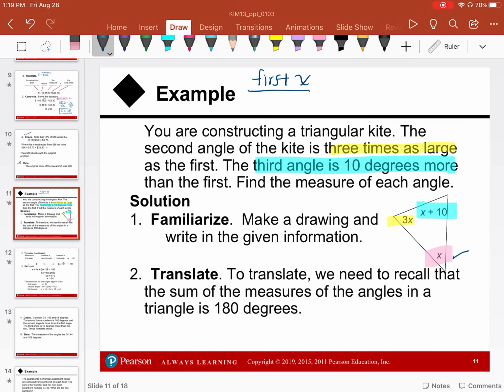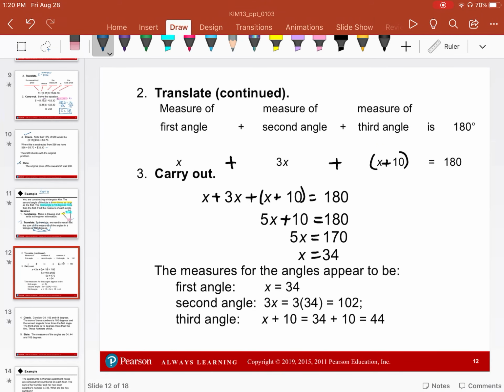All right, so let's go ahead and translate. To translate, we need to recall that the sum of all angles in a triangle is 180 degrees. So if we have a triangle, or I don't know, a square, they're all going to add up to, no, just triangles. They add up to 180. All right, so let's go ahead and create a formula. We have our first angle plus our second angle plus our third angle equals 180.